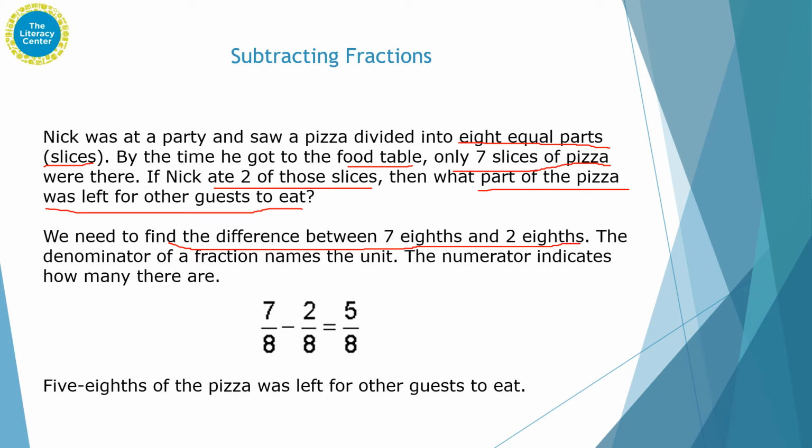The denominator of the fraction names the unit. The numerator indicates how many there are. So in a mathematical expression, we can write it down as 7/8 minus 2/8. Because the bottom number, or denominator, is the same, we have a common denominator here. So we can directly subtract 2 from 7 and we will get our answer 5/8. So we can say 5/8 of the pizza was left for other guests to eat.